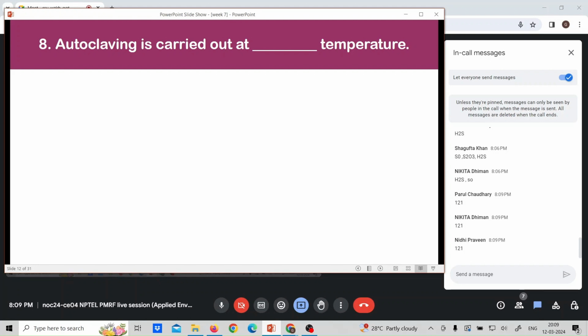So all this while we have been talking about plating. Right from the beginning, right from maybe week one, we have been talking about this plating technique. So the plating technique basically requires a solid medium. So what do we use as the solid medium?